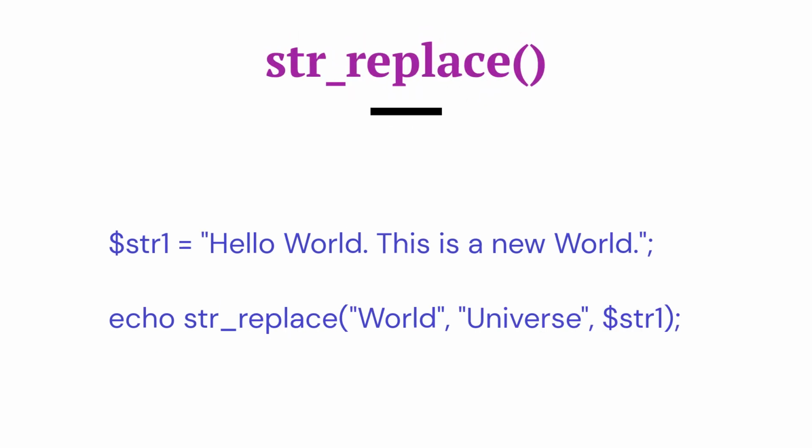The str_replace function searches and replaces the appearance of a string in another string. There are three parameters. The first parameter is the string to be searched. The second parameter is the string to replace the search string. The third parameter is the original string where search and replace will take place. Let's implement an example. In this example, the word world is searched in variable $str1 and replaced with the word universe on all appearances.